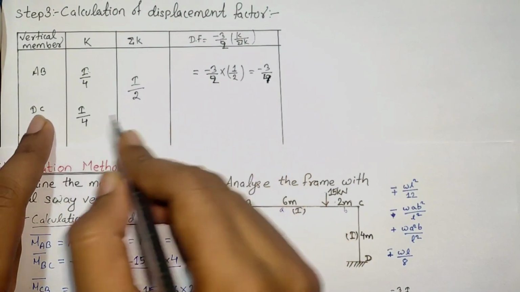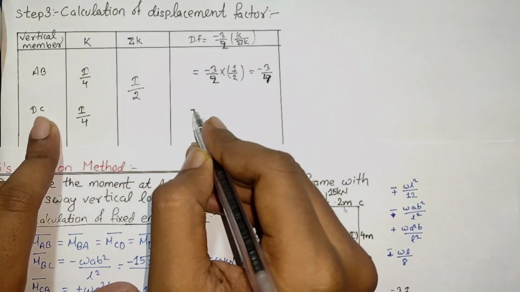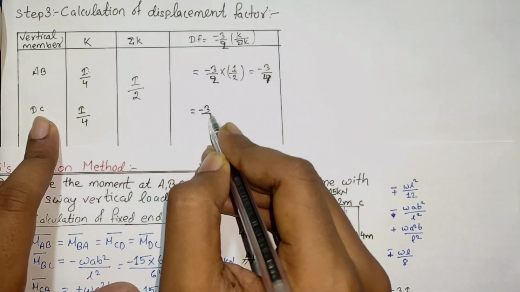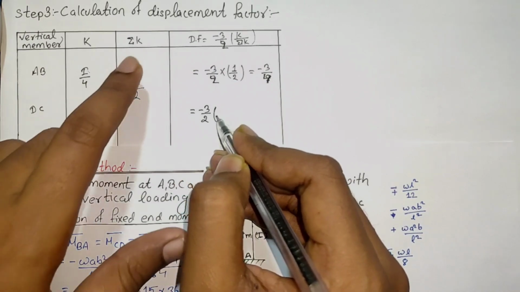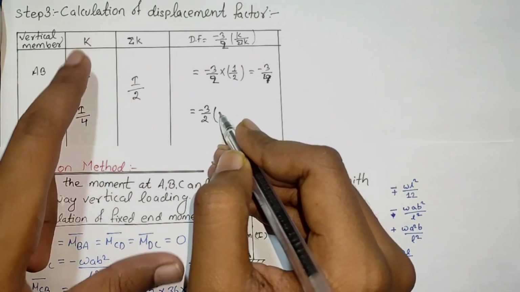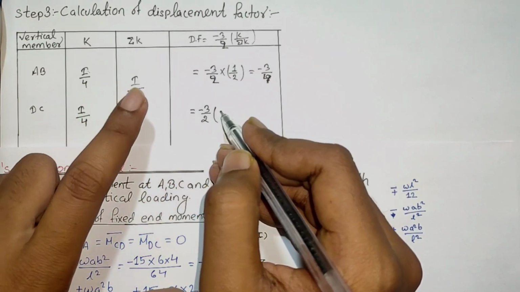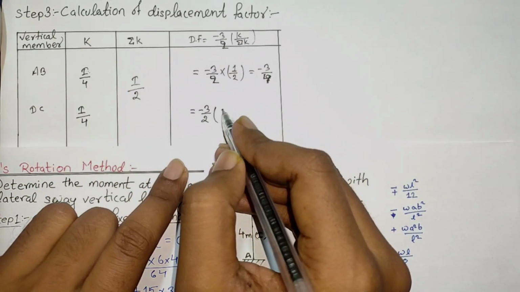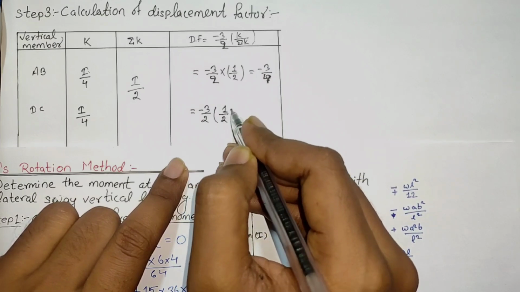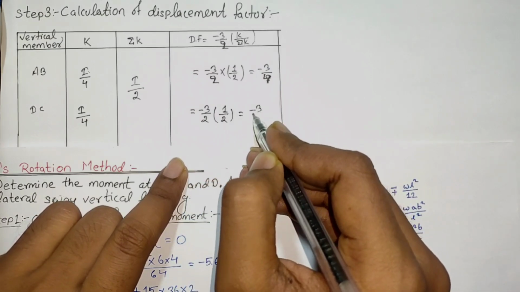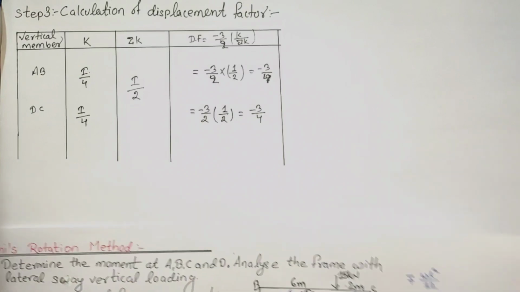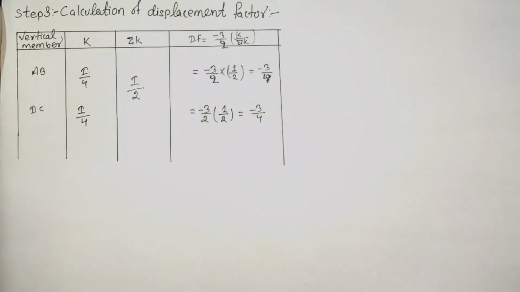Similarly, if we calculate the displacement factor for span DC, it will again be minus 3 by 2 times K by summation K, that is 1 by 4 divided by 1 by 2, which is 1 by 4 times 2, giving 1 by 2, so it will be minus 3 by 4. And this was our displacement factor for this numerical. Now we will move toward step 4. Let me complete this table.